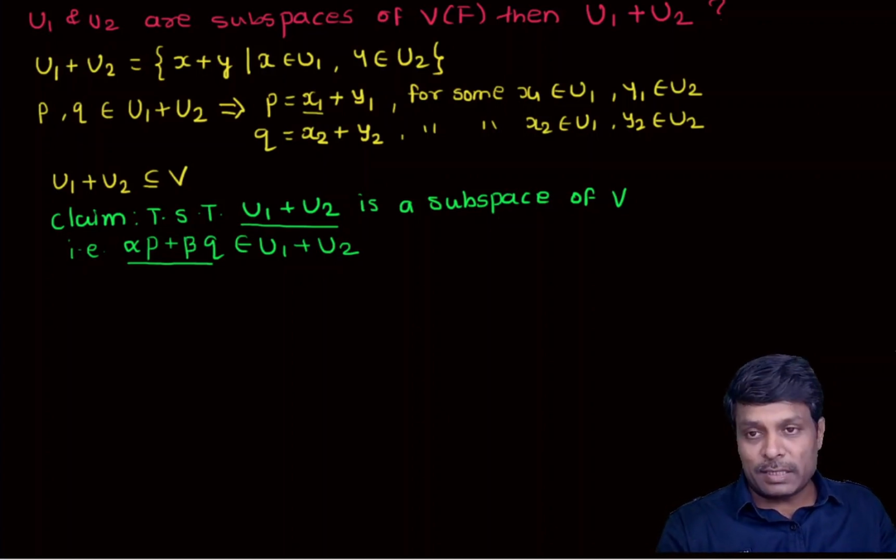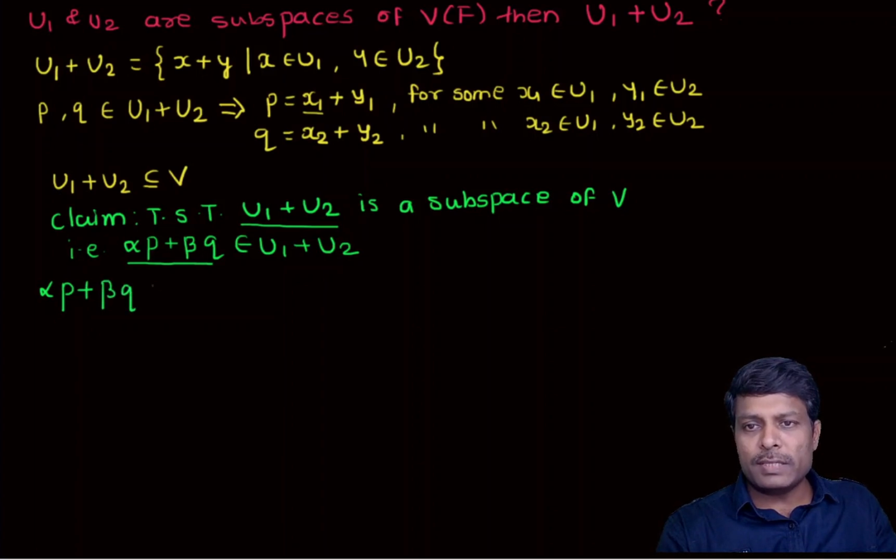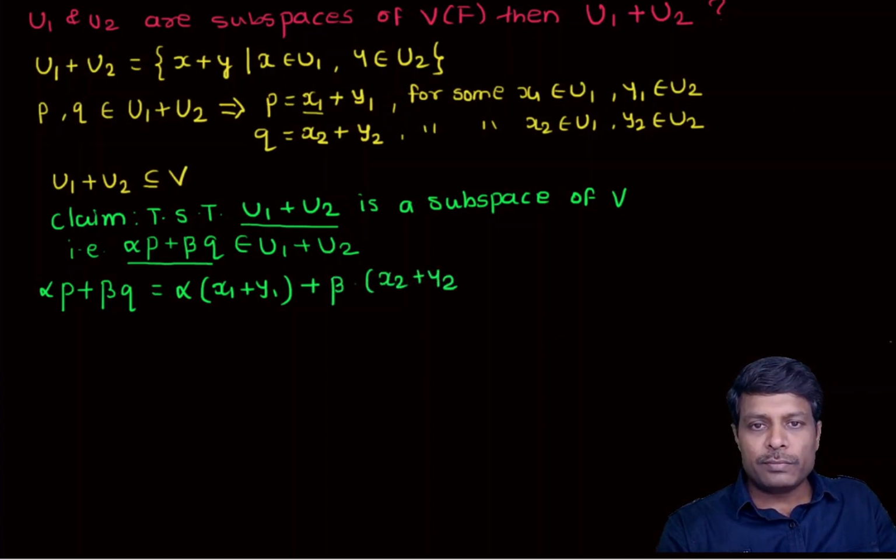So now how can I write this? It's very simple. I'm considering the element alpha p plus beta q. Alpha is a scalar, keeping it as it is. What is the value of p? It is x1 plus y1. I'm putting this value of p here. Beta into the value of q, which is x2 plus y2. Now, using the scalar multiplication rule, I can write this as alpha x1 plus alpha y1 plus beta x2 plus beta y2.